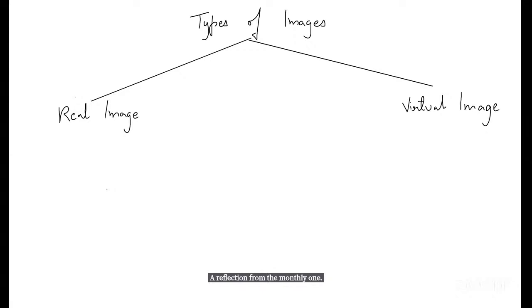So if you are watching a movie, is it a real image or a virtual image? It's a real image. When we're watching a movie, it's the real image. Would you please write down the definitions of both? Sure, I'll write down the definitions. Thank you.